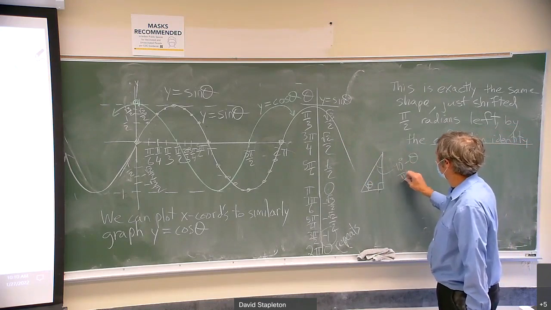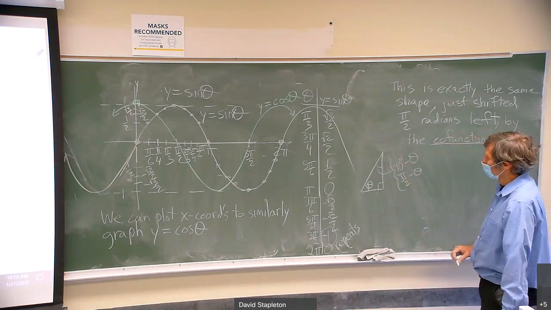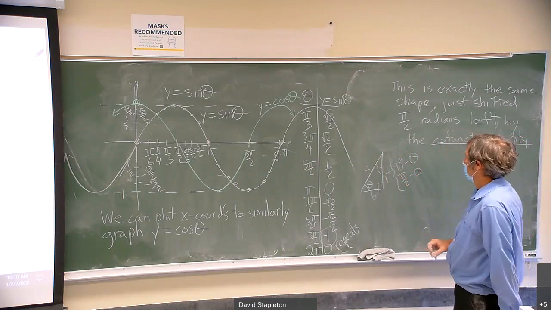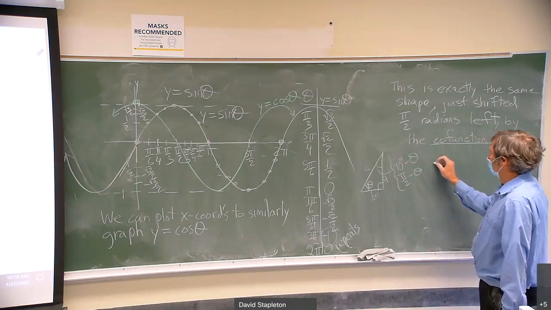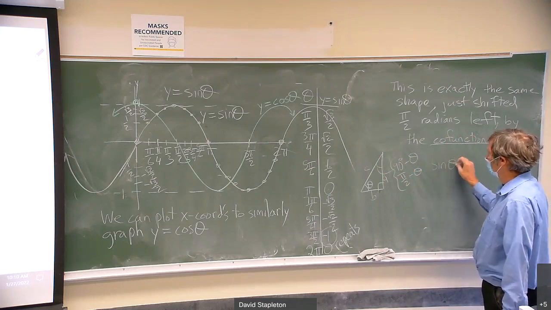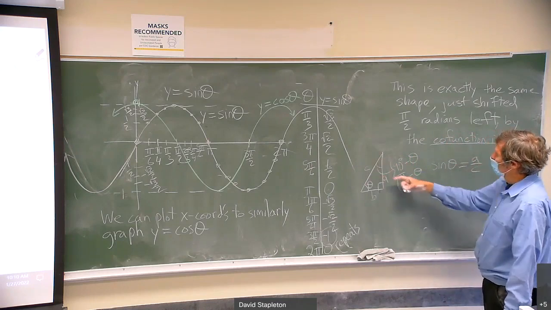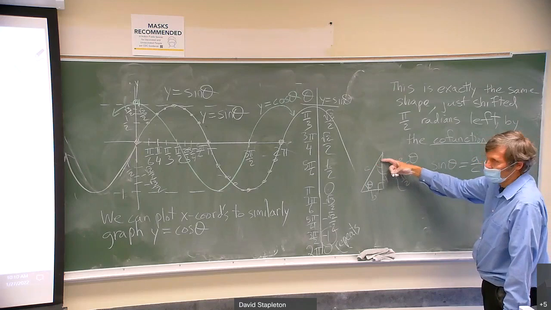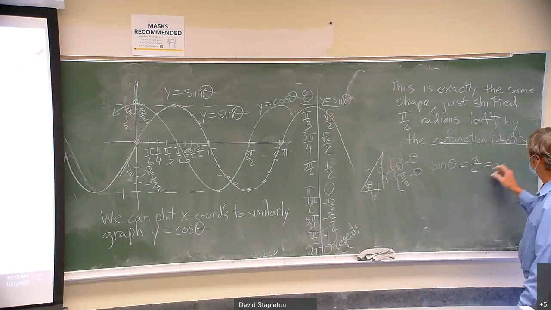Or in radians, pi over 2 minus theta. Same thing, right? Now let's call this side A, this side B, and this side C. We observe from the triangle that the sine of theta is A over C, opposite over hypotenuse, right? What's the cosine of this angle? Cosine of 90 minus theta is its adjacent side divided by the hypotenuse. So the sine of theta is equal to the cosine of this complementary angle, pi over 2 minus theta.